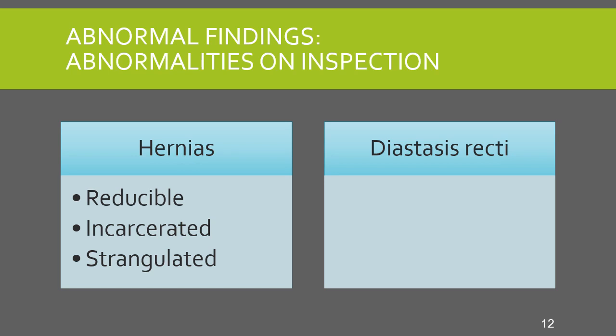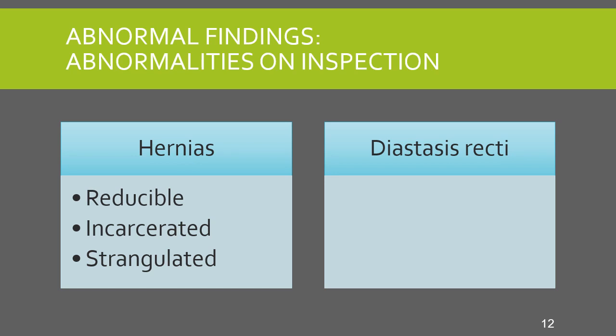You can also have an incarcerated hernia, which is part of the abdominal wall or bowel that has poked through and that you can't push back through. But there's still good blood flow, and if it's bowel, usually it's not fully obstructed. With a strangulated hernia, this is a surgical emergency. And if you ever note this, it would be a time where you should report it to the physician immediately.